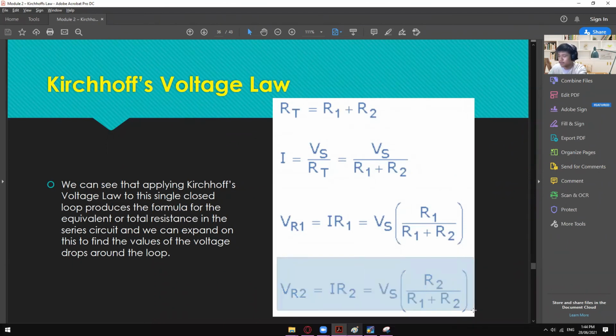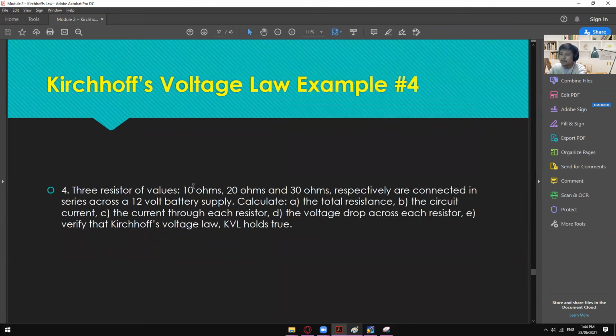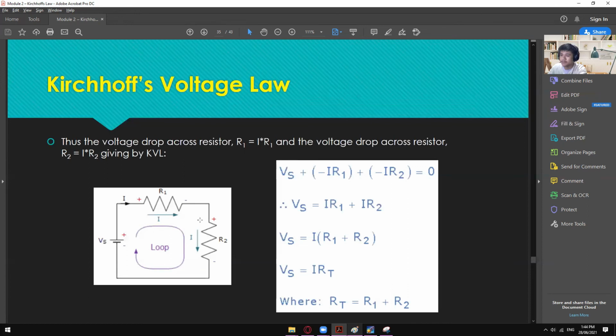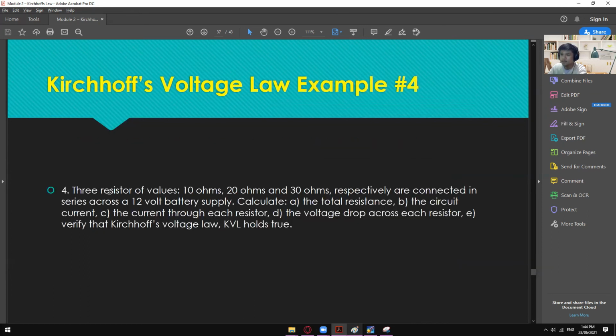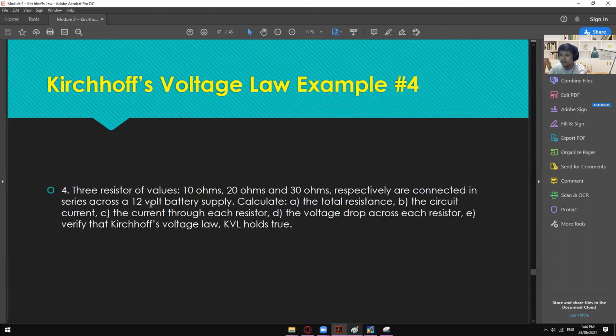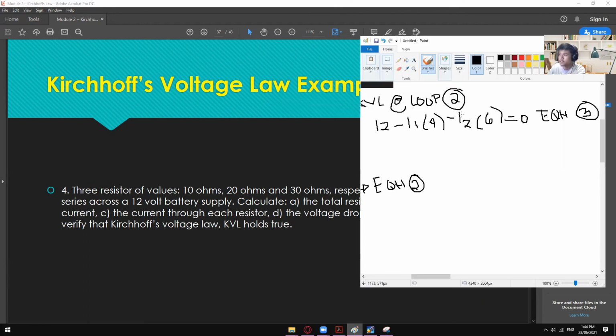And then if you want to get the VR2, you can do the same. The only one that differs is the numerator. So let's have an example using this diagram right here. My bad, this one is two resistors only, but this one is three resistors. Anyway, let's do this one using Paint.